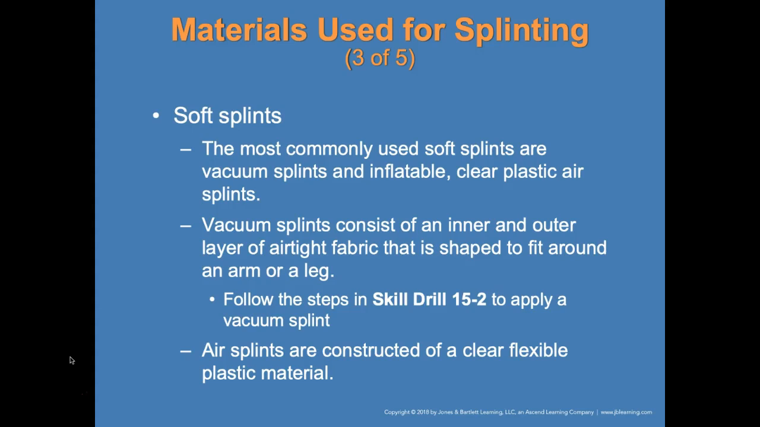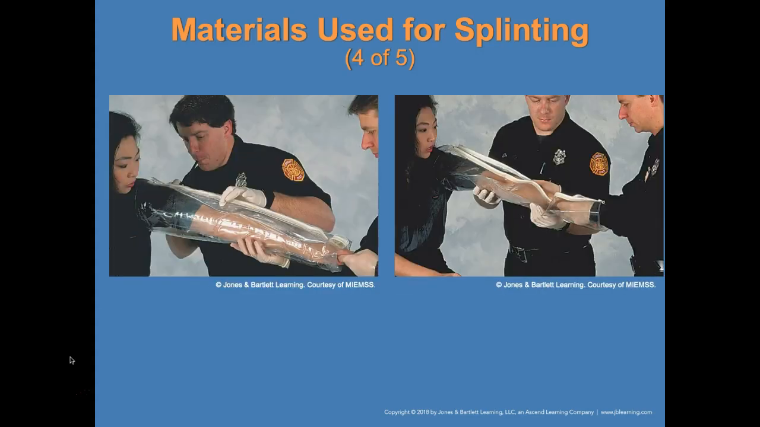Air splints are constructed of a clear, flexible plastic material. Here you can see them applying that. Some of them are zippered like this. You place the arm in there, zip it up, and then you blow into it. You only want to use the air from your mouth to inflate these if you have them on your truck.